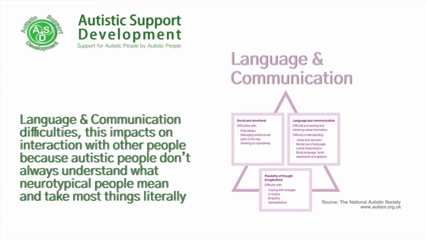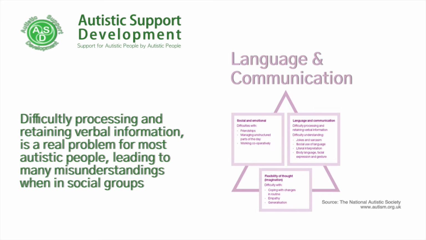Language and communication difficulties. This impacts on the interaction with other people because autistic people don't always understand what neurotypical people mean and take most things literally. Difficulty processing and retaining verbal information is a real problem for most autistic people, leading to many misunderstandings when in a social group.